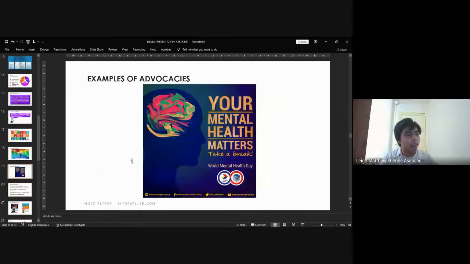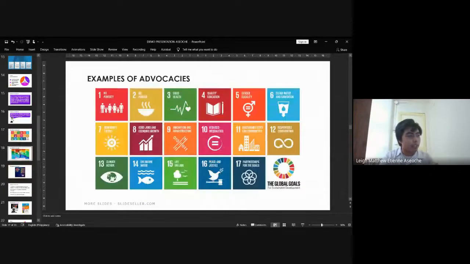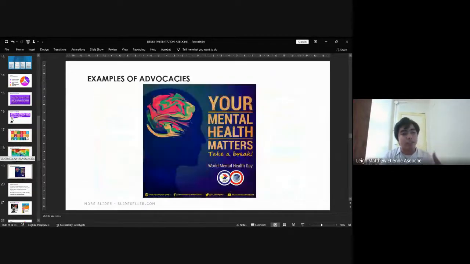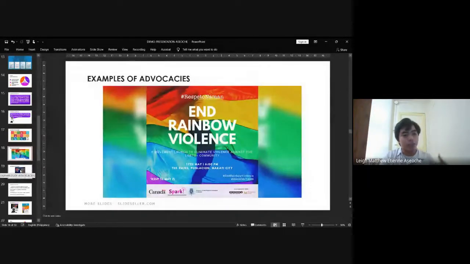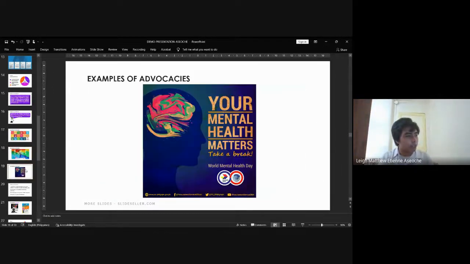Then here is another advocacy. This is about mental health. This was held on World Mental Health Day. So if you notice the examples given, these are always about disadvantaged people or disadvantaged members of our society. So these are advocacies. These are well planned, well crafted, and of course, you are trying to convince authorities or institutions to support your cause. So that's all for advocacy, okay?